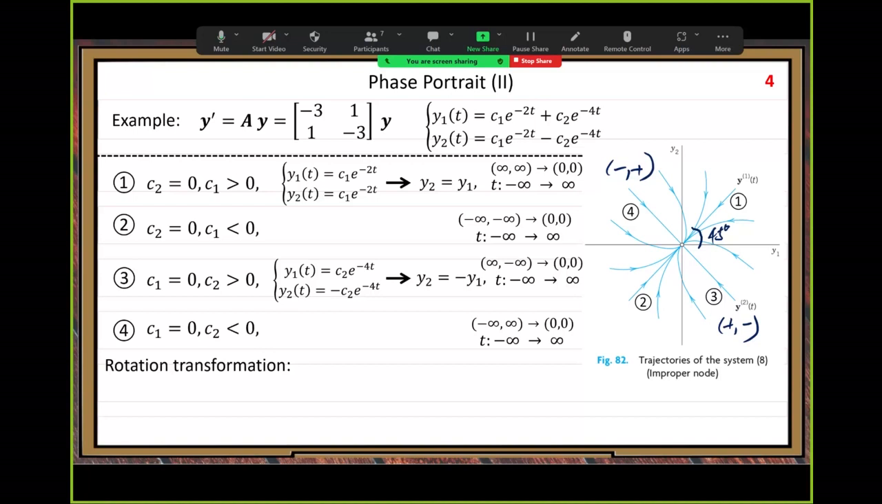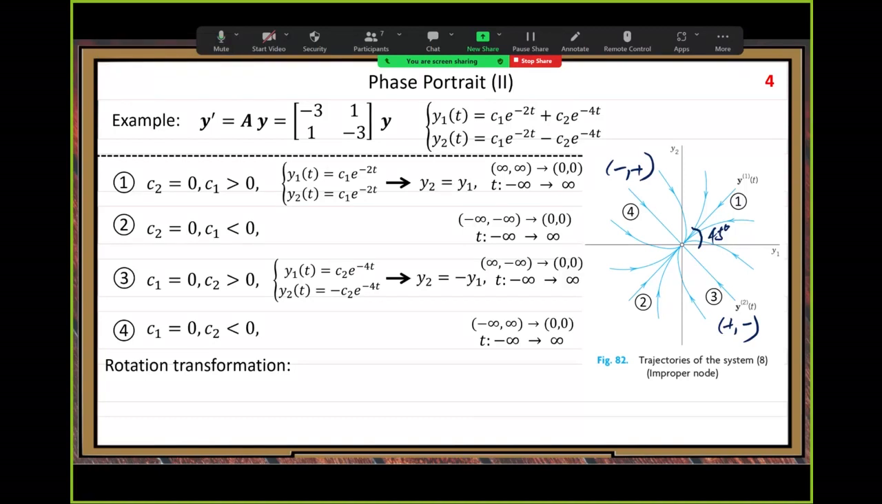Have you seen that we can do rotation on a coordinate system? You have the XY coordinate system. Can we rotate the XY coordinate system? Have you seen things like that? Okay, so here we need to prepare ourselves a little bit for this rotation transformation.